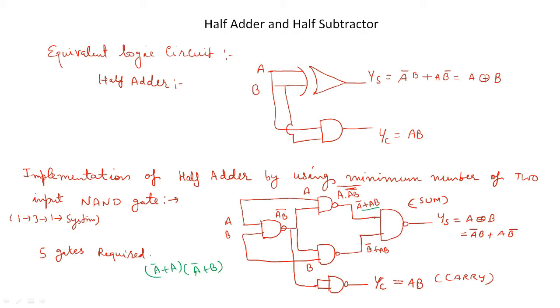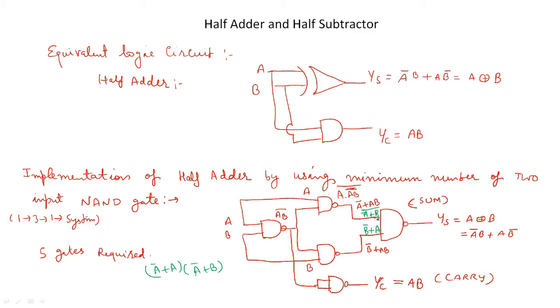Similarly, for the other one you can write it as B bar plus A in one bracket and then B bar plus B in the other bracket. So B bar plus B will be 1. So here one input will be B bar plus A, right? And here your input will be A bar plus B.